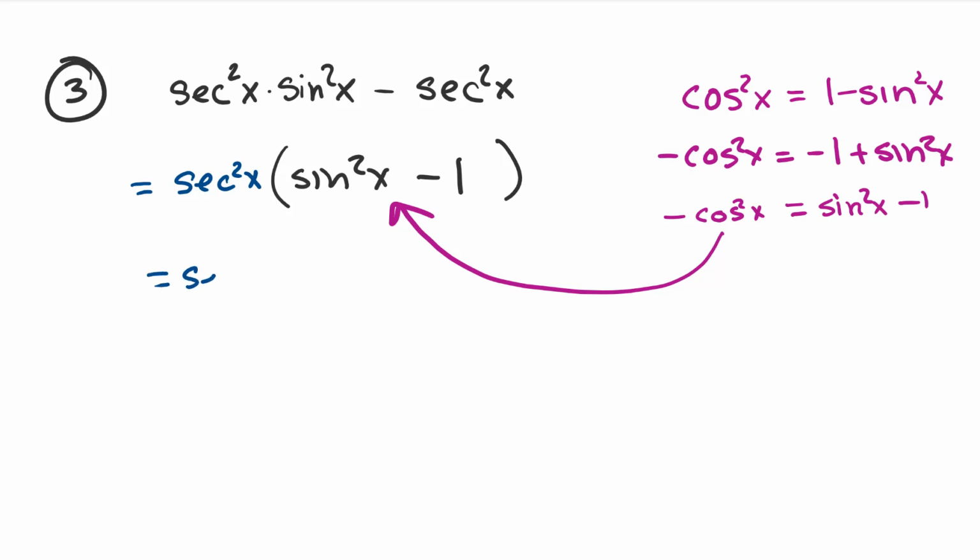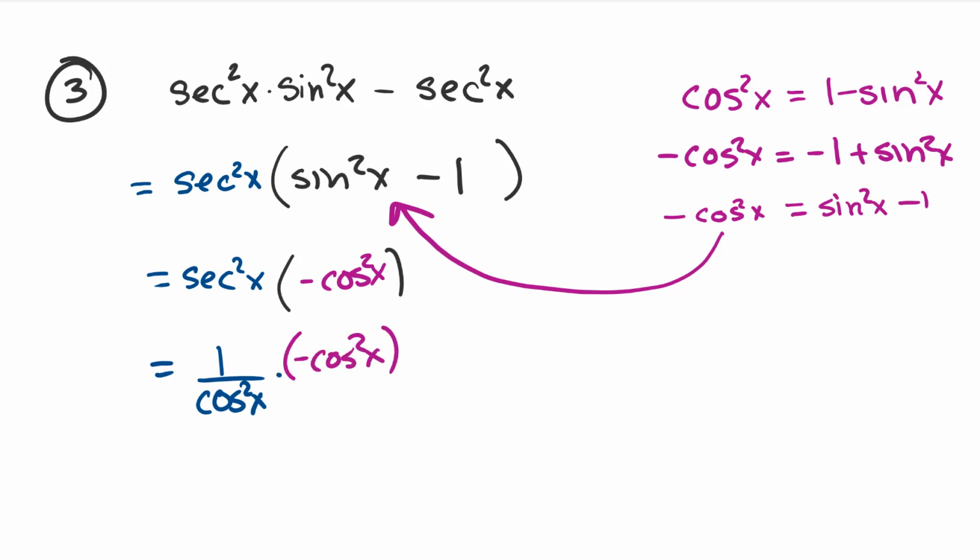So we have secant squared of x equal to secant squared of x times negative cosine squared of x. Cool. There are no more pluses or minuses anywhere. That tells me there is only sine and cosine. Let's see what's up here. We take our secant squared and change it to 1 over cosine squared of x, times what we got up top, that negative cosine squared of x.